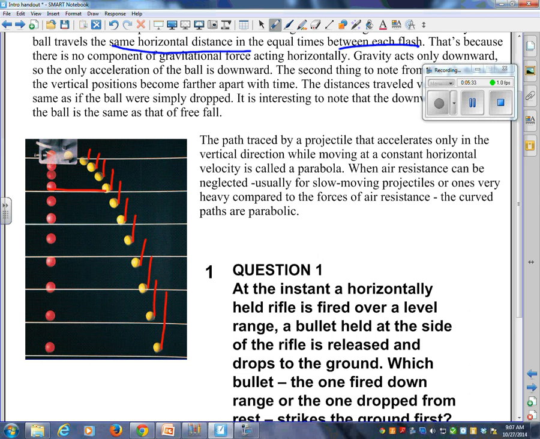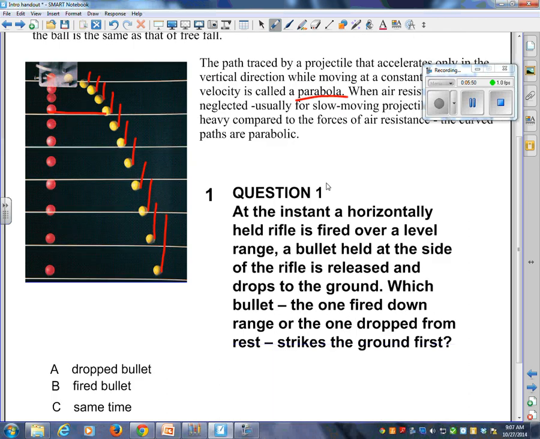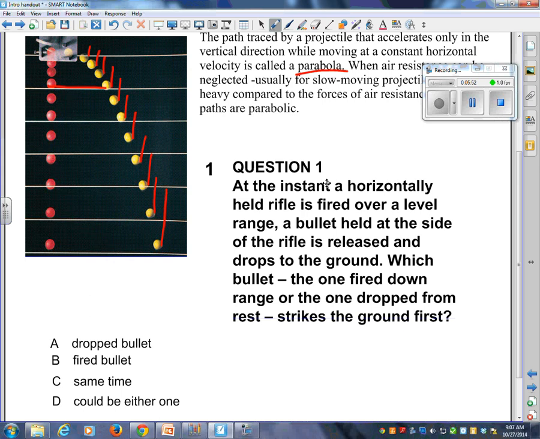The path traced by a projectile that accelerates only in the vertical direction while moving at a constant horizontal velocity is called a parabola, which you are familiar with from math. When air resistance can be neglected, usually for slow-moving projectiles or ones very heavy compared to the forces of air resistance, the curved paths are parabolic. So here's a question. Oh, Brandon's got one before I get to ask.